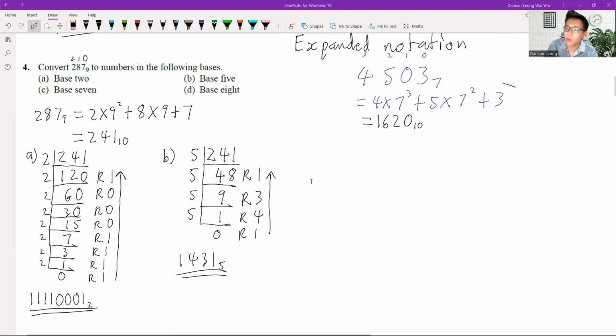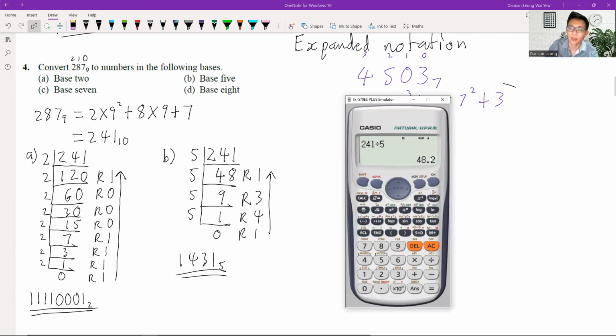Then how do I get the remainder from this, you may ask? Look at the decimal part, 0.2. I take the decimal part times whatever base you divided by. Times 5, I get 1. So the remainder I know is 1. I take 48 divided by 5, 9.6. So the 0.6 I times 5, 3. Remainder 3. That's how we can get the remainder.